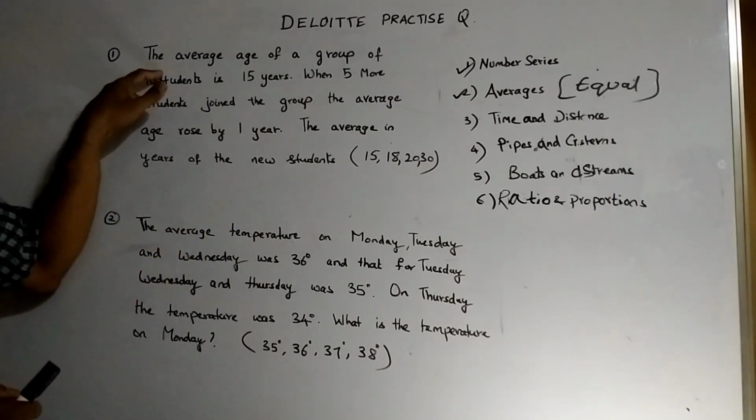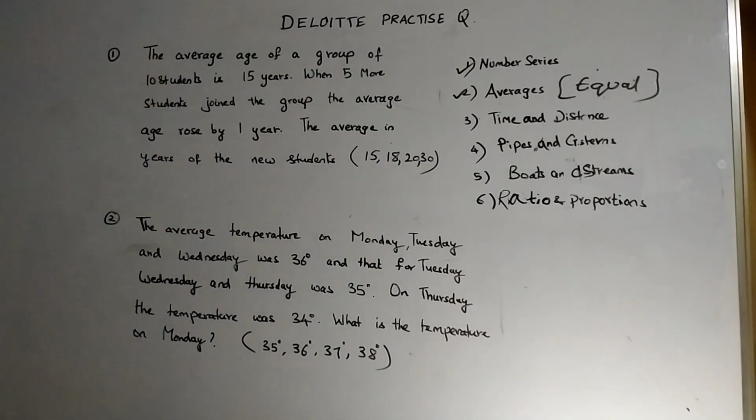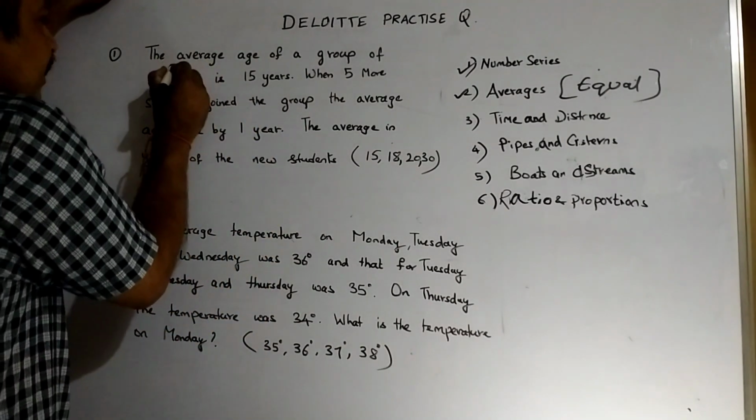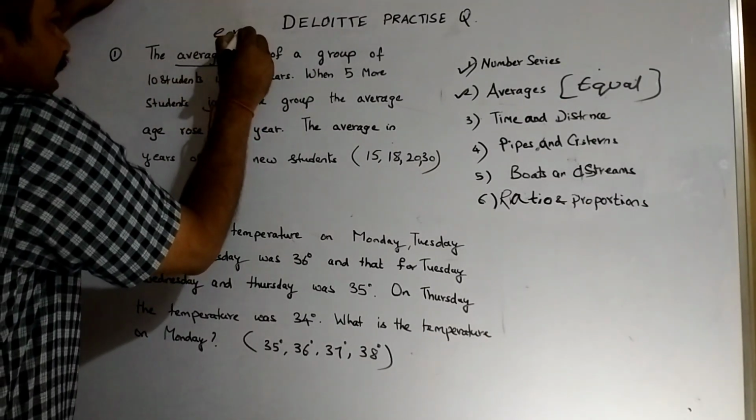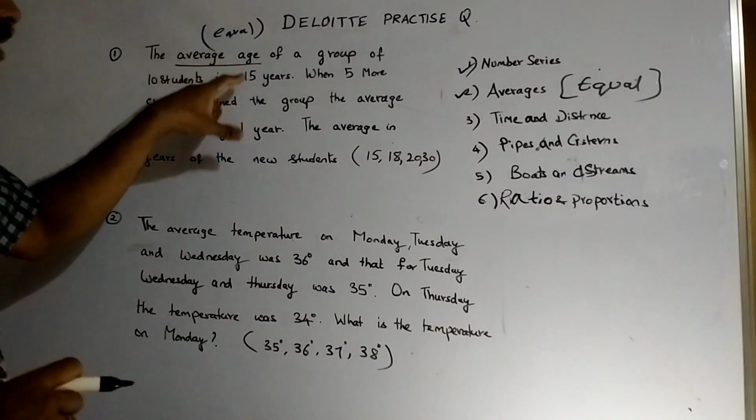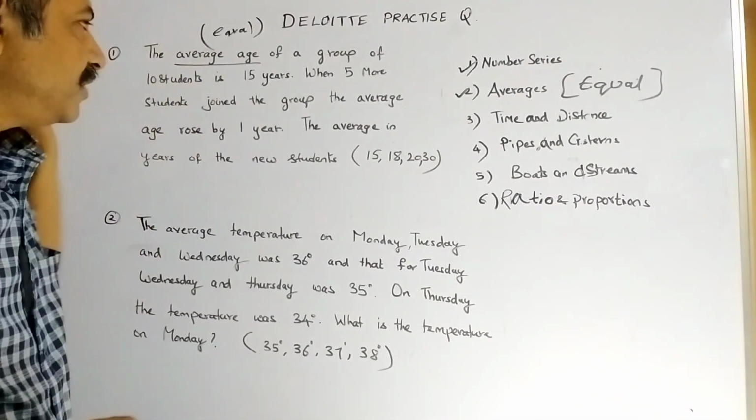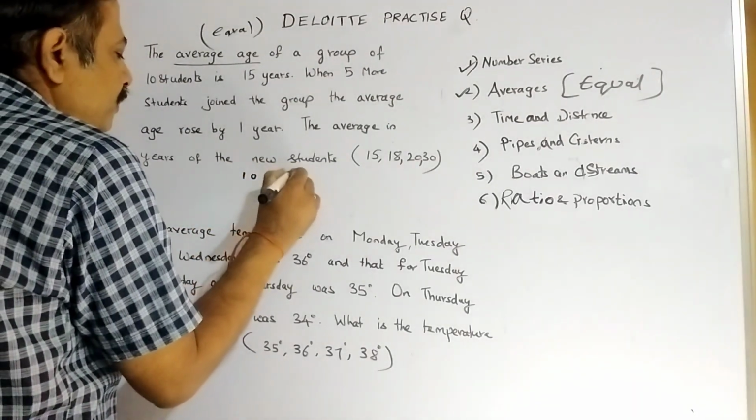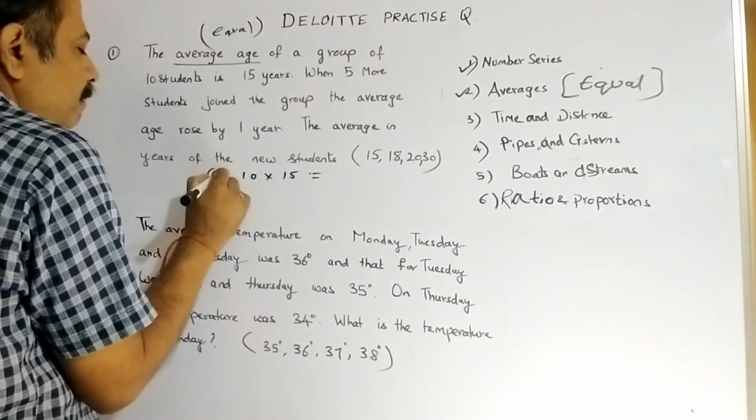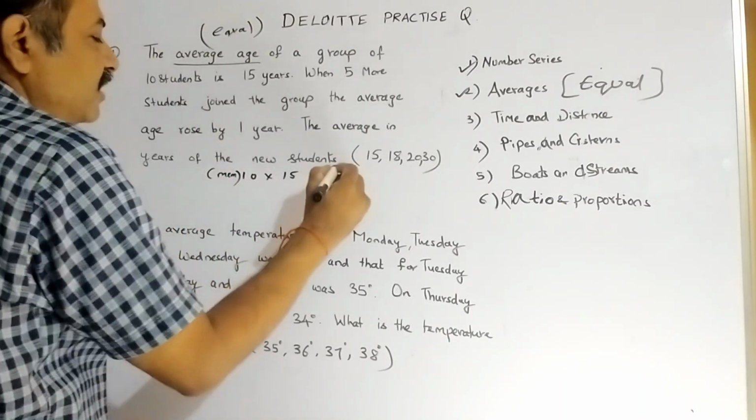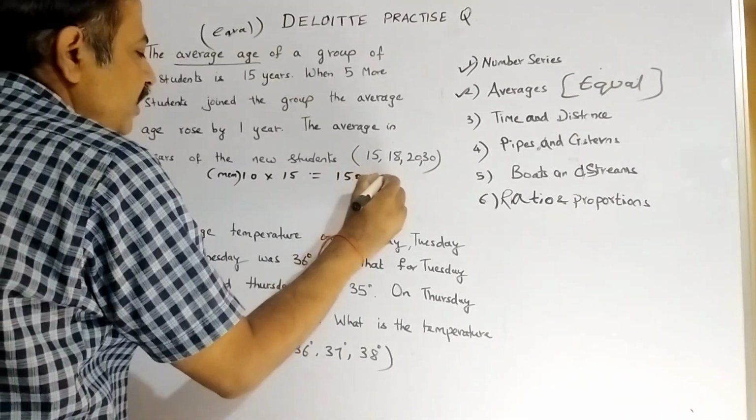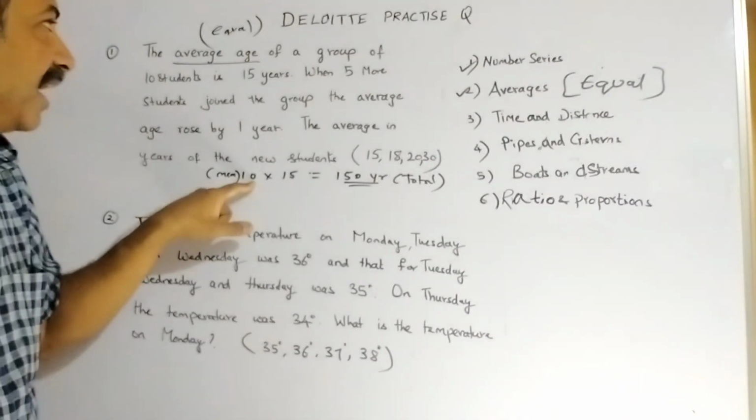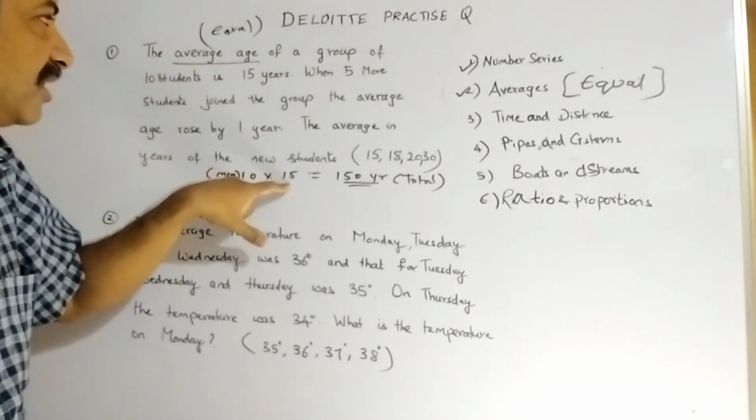I'll repeat the question once again. The average age. Average means making everything equal. That is my meaning, dear students. The average age of a group of 10 students is 15 years. So there are 10 members, and their average is 15 years. So the total is 150 years.